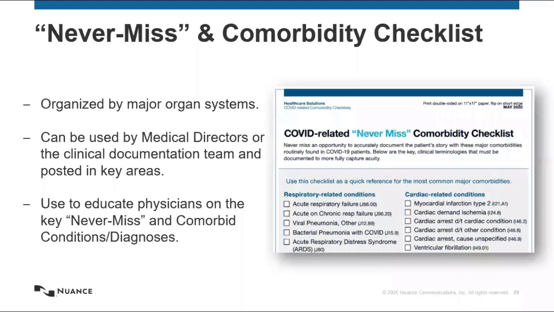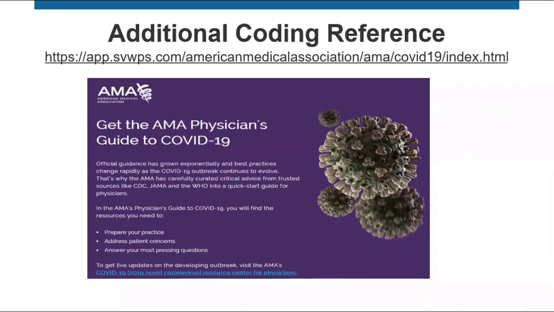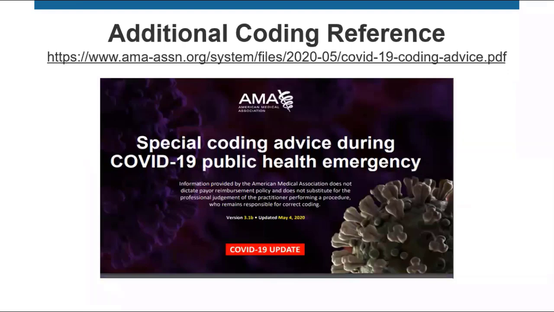We have not focused in this presentation on coding, but I want to make sure you had a tool that was a quick and easy reference, looking at the never miss conditions, as well as the comorbidities in the CDC's high-risk patients. If you have more specific questions about coding, I refer you to the AMA. They do have an AMA Physician's Guide to COVID-19, which has a large number of resources there. The most relevant one in this particular situation is going to be special coding advice, where they will take you through specific scenarios on the appropriate ICD-10, as well as CPT and HCPCS coding.